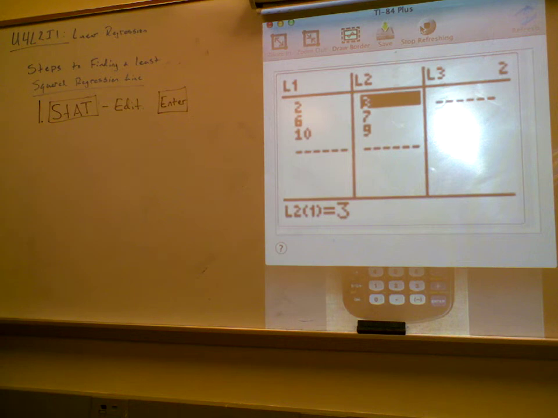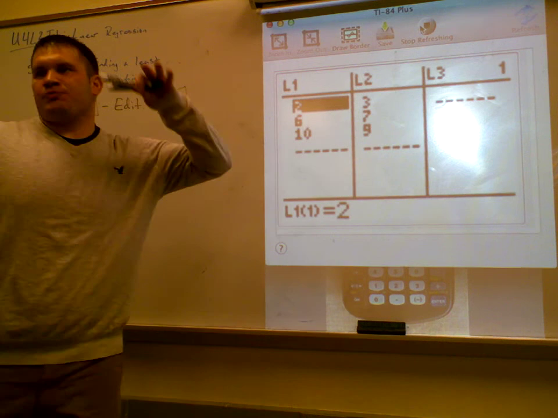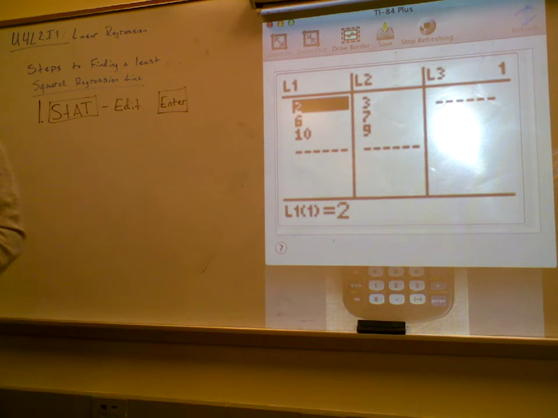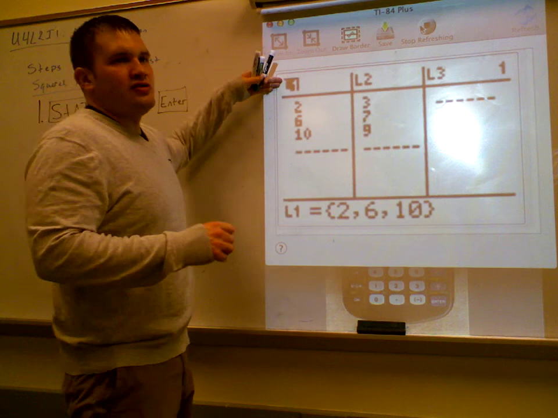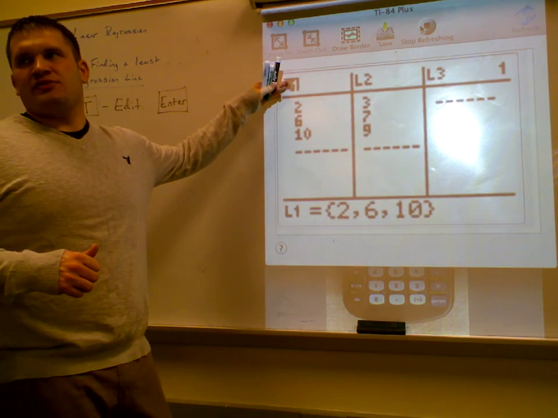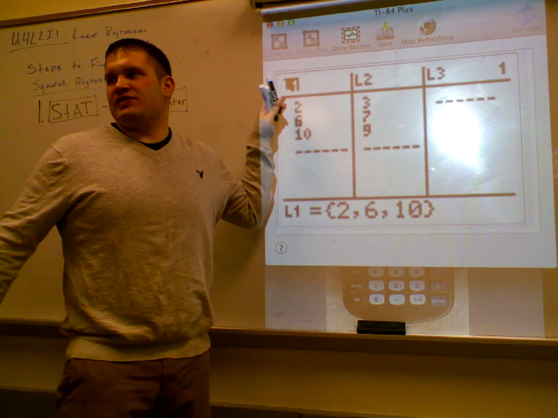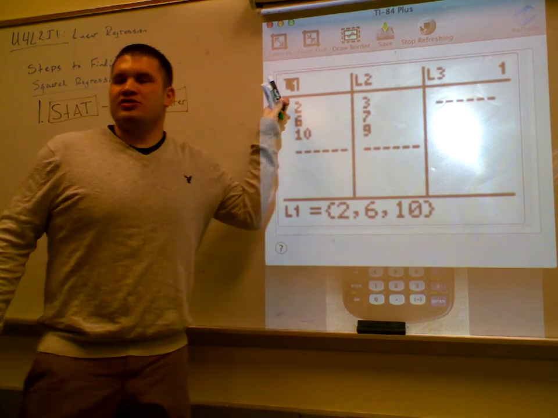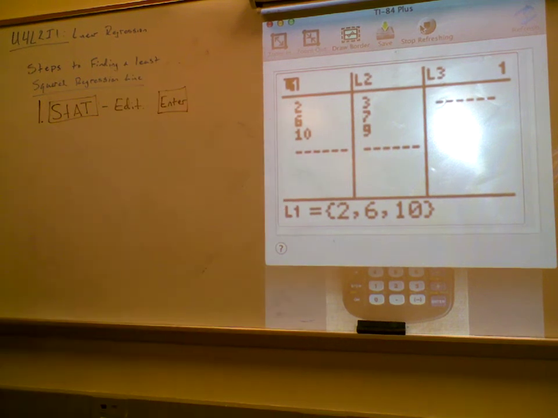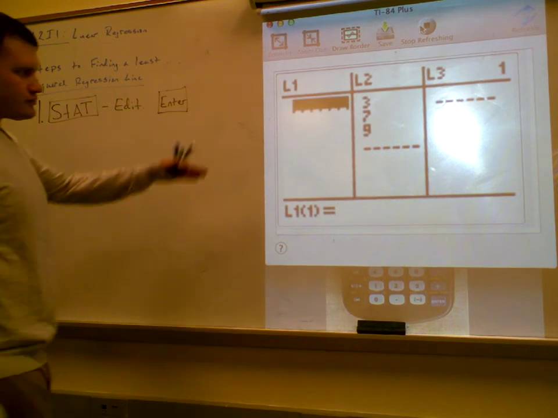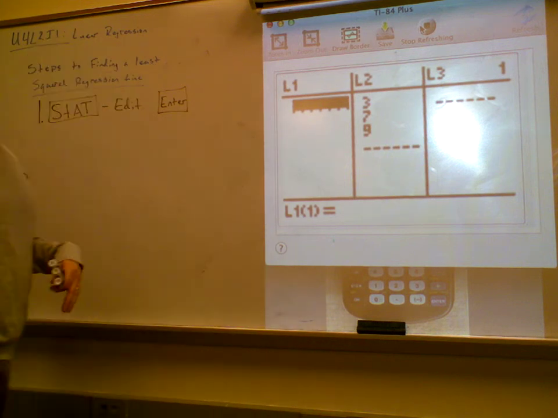Now, if you have list 1, list 2, great. You have L1 and L2, perfect. If you are obsessed with clearing your data out, hit the up arrow when you're below L1. Your cursor will pop up here. Do not hit delete. If you hit delete, it just removes this list. It does not clear it out. Hit clear, then enter. Then my list goes away.